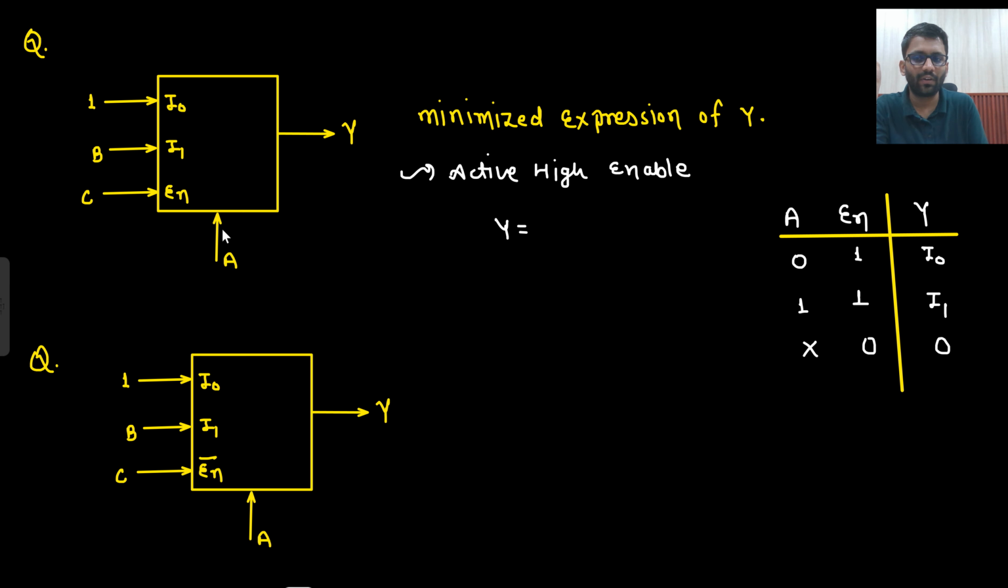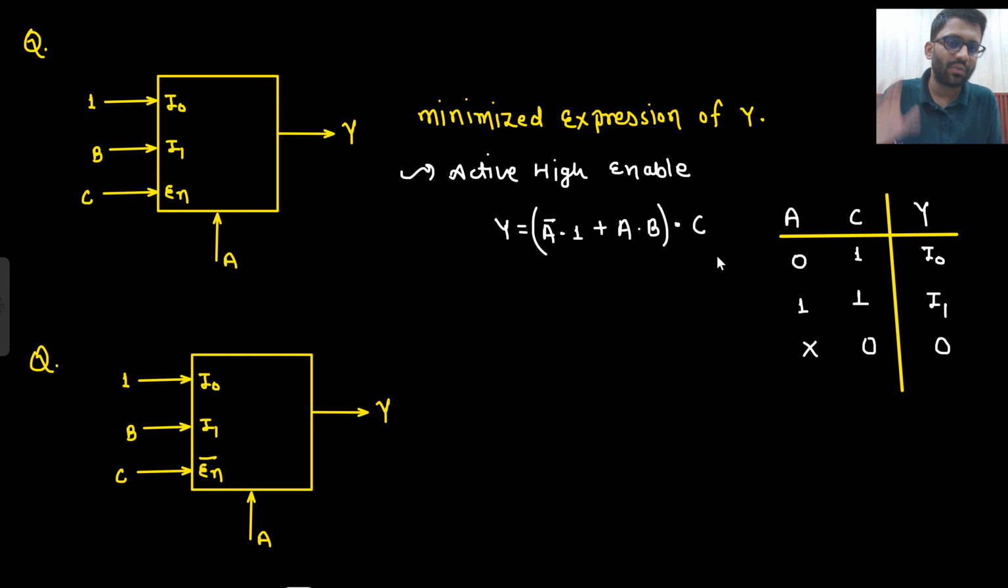It will not look at the select line, it will not look at the I0 I1 inputs. If EN is 0, EN means EN is equal to C. If your C is 0, better I should write C here. If C is 0, then this circuit is not working. So how can you write down the output? If A is not there, then answer will be I0, plus if A is there, then answer will be I1, with the condition that your C should be 1. Then only this will be the output.